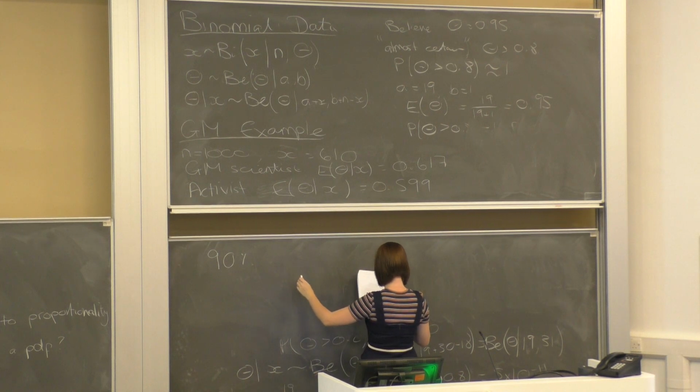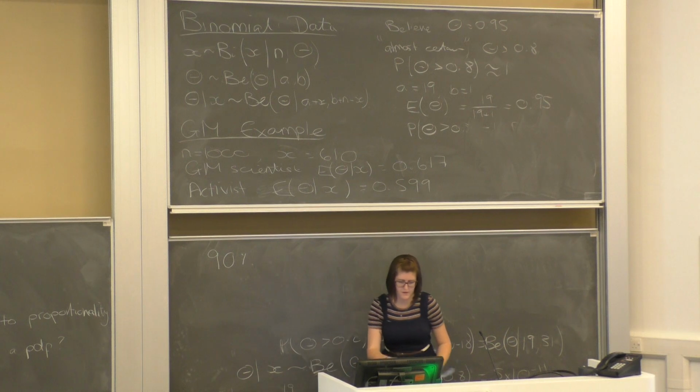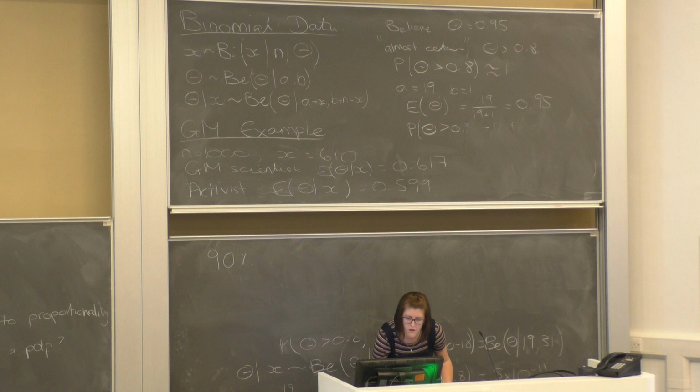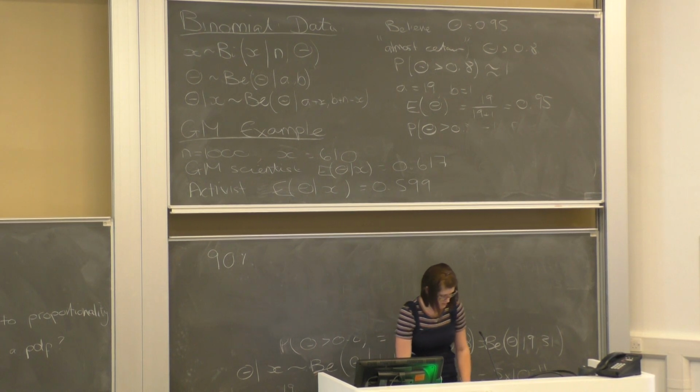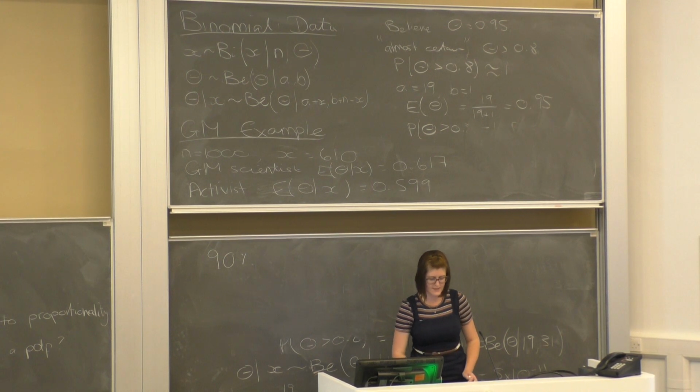But our credible intervals there for our Greenpeace activists, maybe it's in R. So we can work out the density of this beta distribution in R, and we can get those credible intervals there.